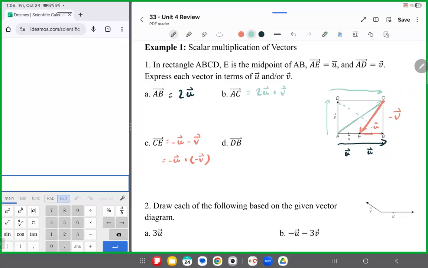Lastly, but not leastly, what about a vector DB? So DB goes from the top left to the bottom right corner. And so here, you can see that we're going to have two of those vector U's because we're moving from the left to the right. And we are going downwards. So we need a negative vector V to go downwards. So that'll be 2U minus vector V.